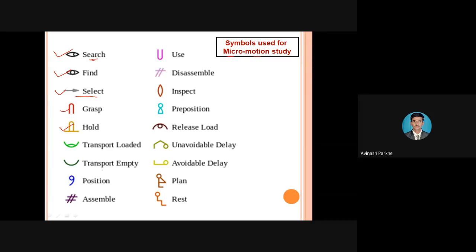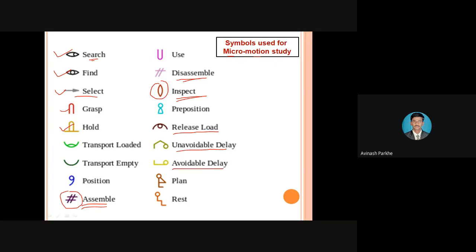For example, if I have to go for assembly, here at the bottom this particular sign is used for the assembly purpose. Then for disassembly, this symbol is used. If I have to go for inspection, this symbol is used. If I have to release the load, this symbol is used. If there is an unavoidable delay, that means in between some operations maybe your tool breaks, such unavoidable delays can be represented.